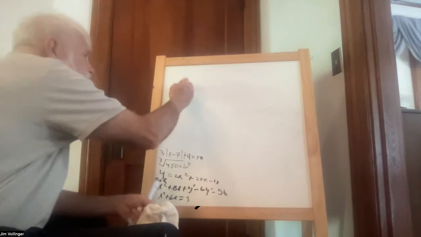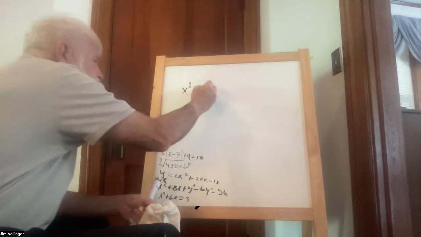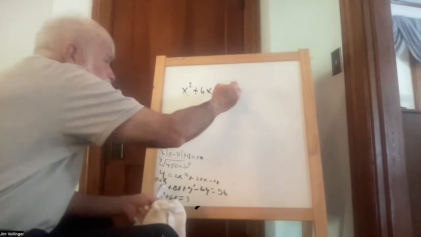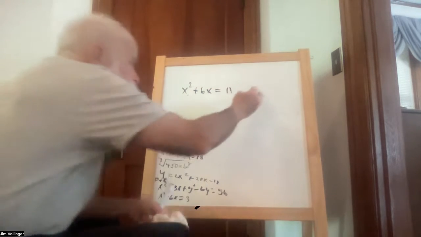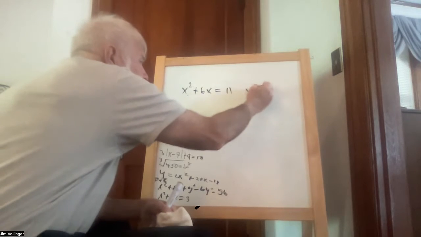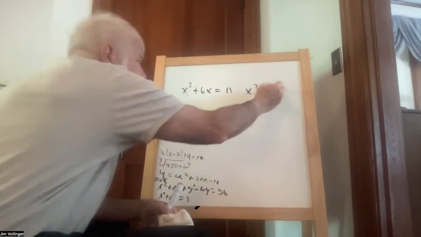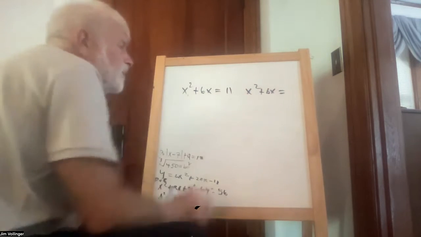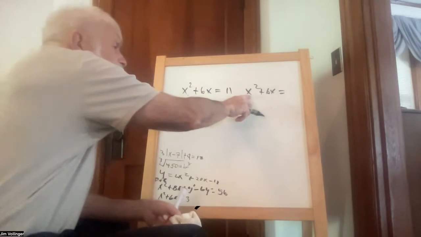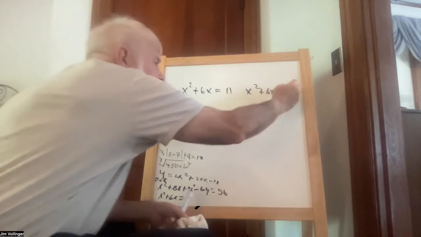Well, we've got 2 kinds of quadratics. x squared plus 6x, let's set that equal to about 11. And let's set x squared plus 6x equaling, let's put in something that has an integer answer. I'll put in a 5. 25 and 30 is 55.